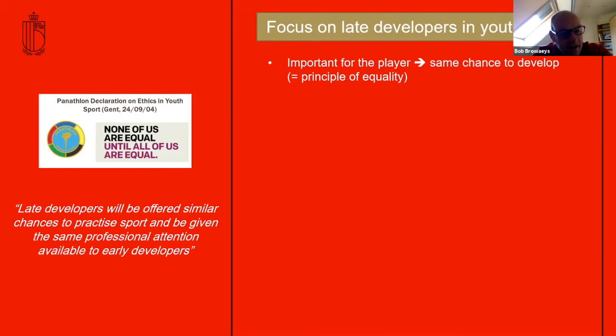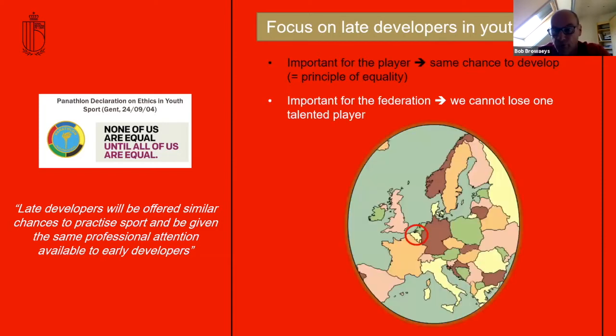And it says that late developers will be offered similar chances to practice sports and be given the same professional attention available to early developers. And I think this is the first point. We need to focus on late developers because it's a question of equality. For a federation, it's also important. And we, like Belgium, we are a small country in the world. We cannot lose one talented player.